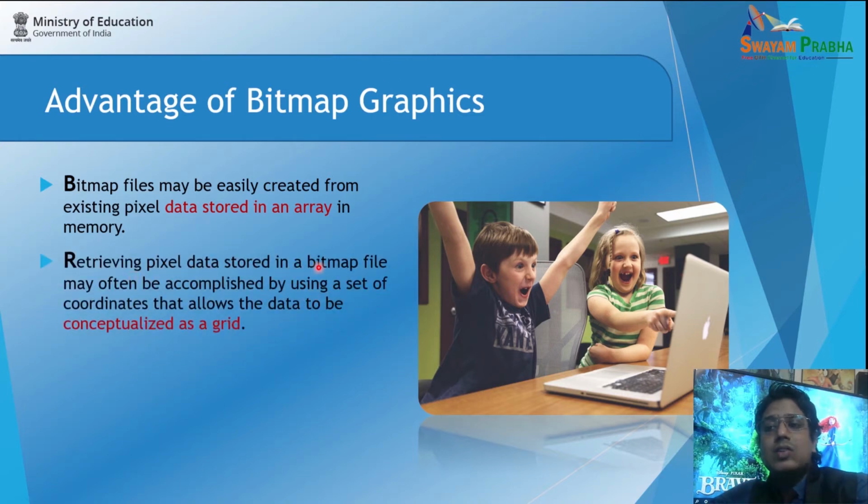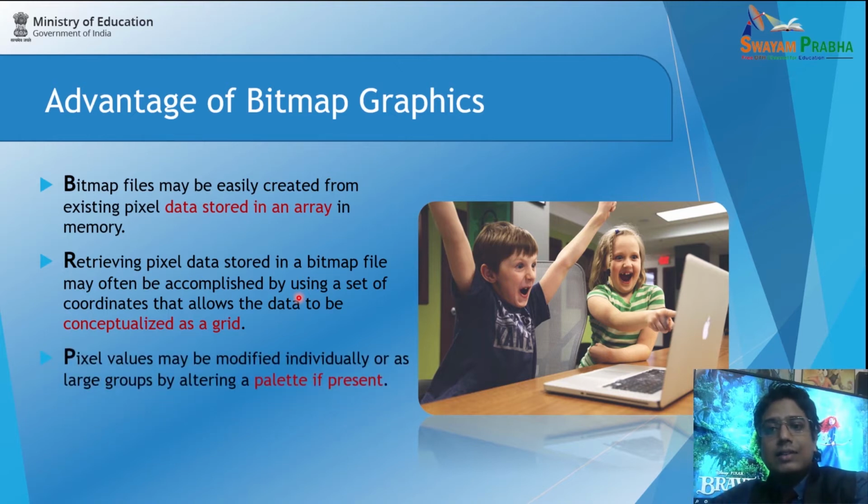Second is what? Retrieving the pixel data stored in the bitmap file may often be accomplished by using a set of coordinates that allow the data to be conceptualized as a grid. Like in a previous slide I shared, when we had extended mode, it looks like a grid. All the pixels are arranged over there, right? So this is the second advantage.